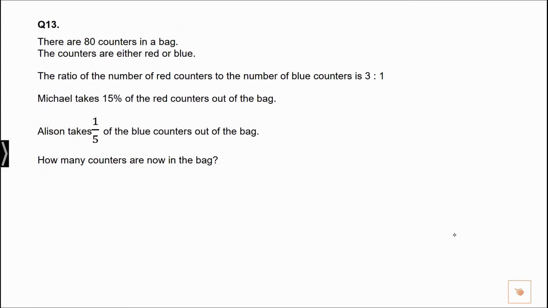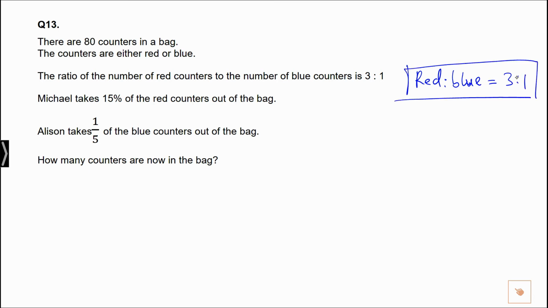number 13. There are 80 counters in a bag. The counters are either blue or red, so no other counters. The ratio of the number of red counters to the number of blue counters is 3 to 1. So the number of red to blue is 3 to 1. Okay, so Michael takes 15% of the red counters. Allison takes a fifth of the blue counters. How many counters are now in the bag?